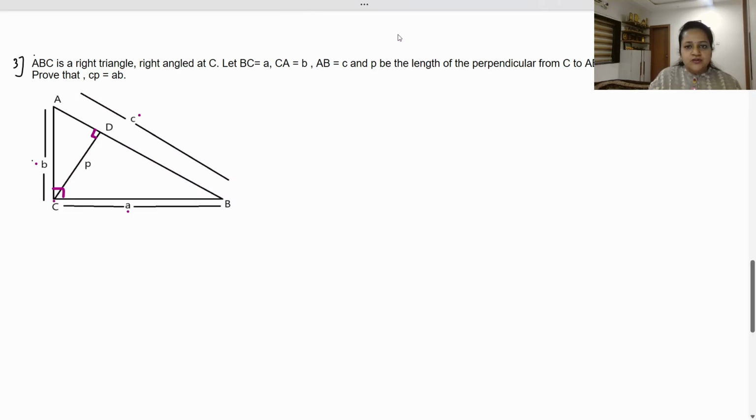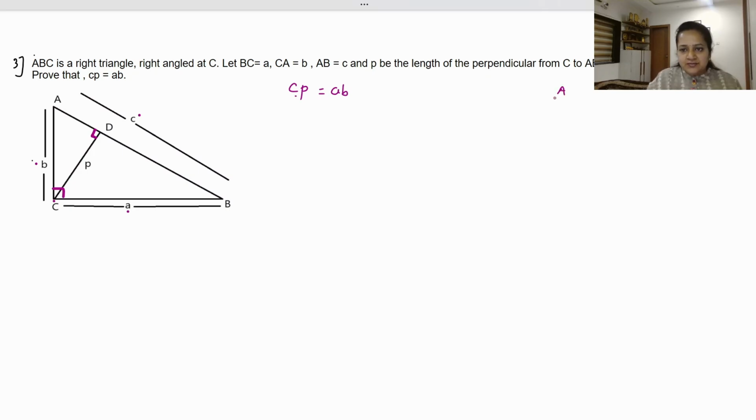And we are asked to prove that c times p is equal to a times b. Now, children, this is a question from the chapter of triangles, and we are using similarity for this. We know whenever we prove any two triangles to be similar, we'll always get the sides in proportion. But here we are given products.